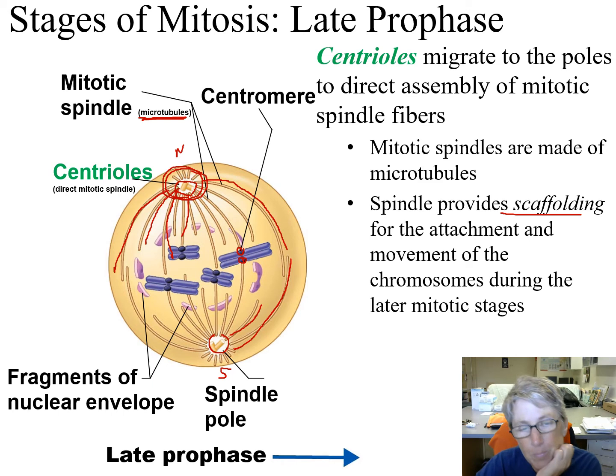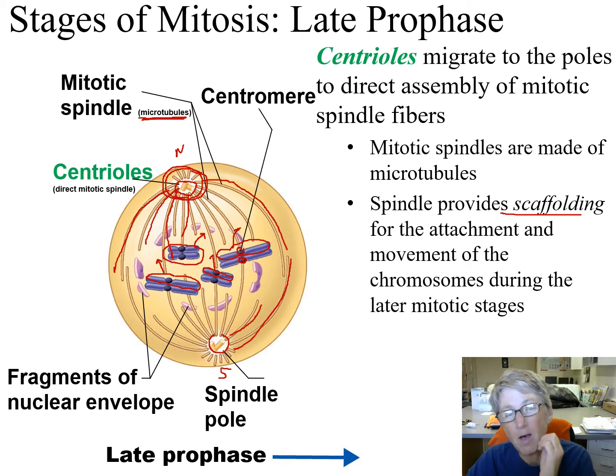So remember to keep the big picture in mind. You've got these duplicated chromosomes here, and each daughter cell eventually will get one set of each one of these chromosomes. So one daughter cell will get this sister chromatid, this sister chromatid, this sister chromatid, and this sister chromatid. And then the other daughter cell will get this sister chromatid, this sister chromatid, this sister chromatid, and this sister chromatid.